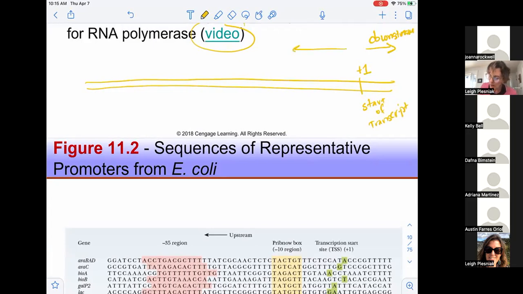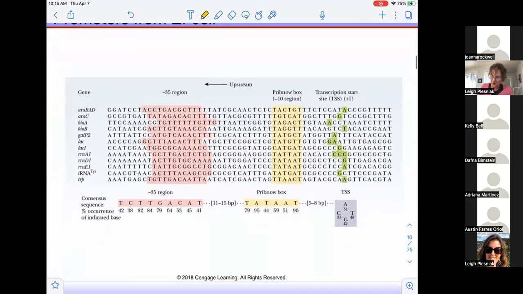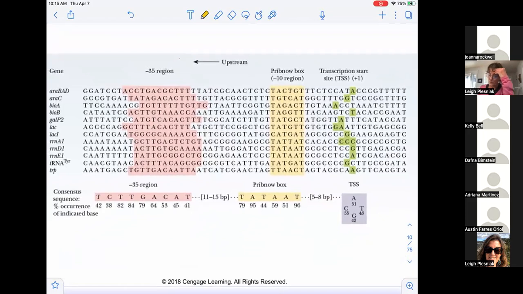If you go in the other direction, it's called upstream of transcription. And upstream of transcription, there are 2 important regions, the -10 region and the -35 region. And those are parts of the promoter. And that's what's shown here.